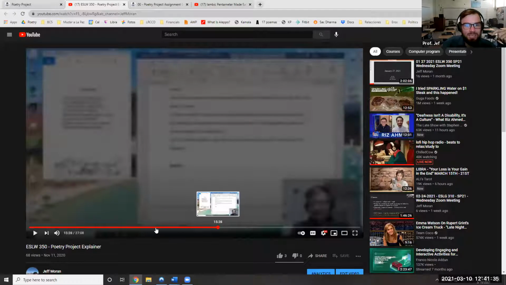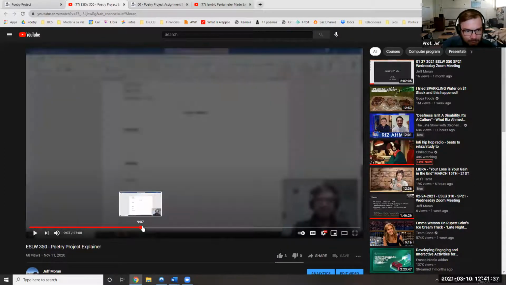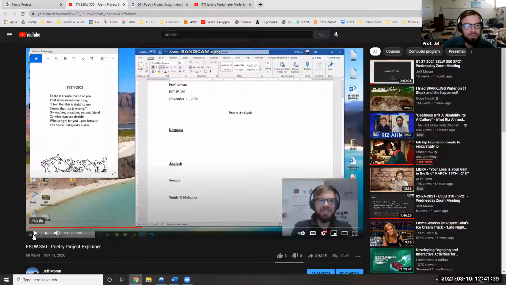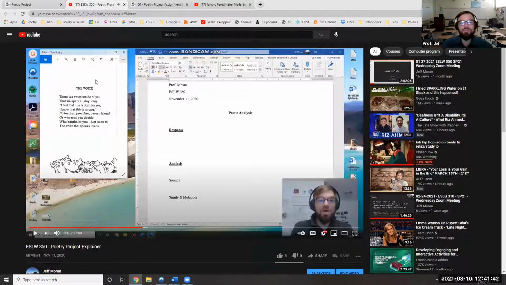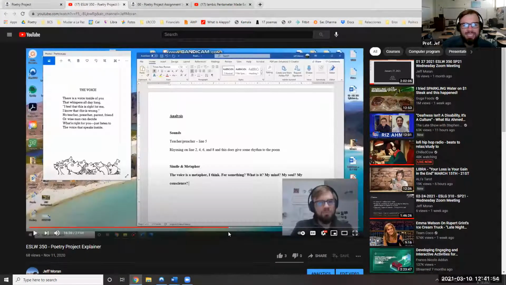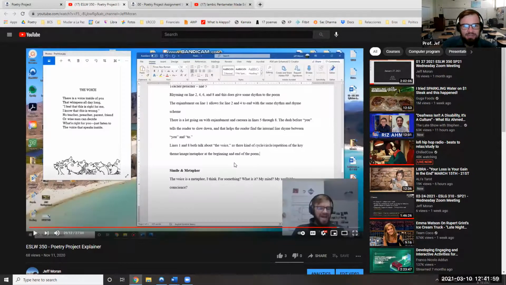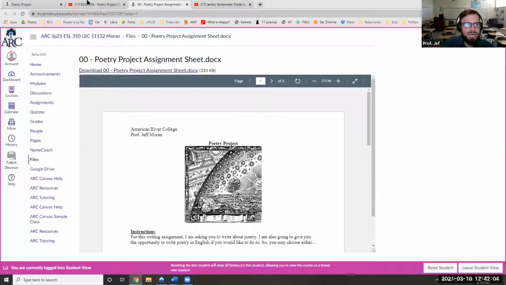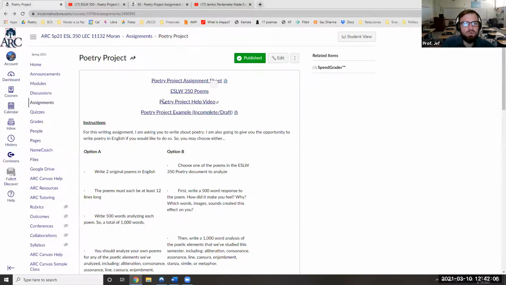Let me get to the example. About 10 minutes in here, if you're looking at the screen, I take a small poem as an example, and then I start to type and show you how I would go through it and what the essay might look like. So here's me typing in real time. And by the end, I've got how I would structure and organize this. The link to the video is here, Poetry Project Help video.